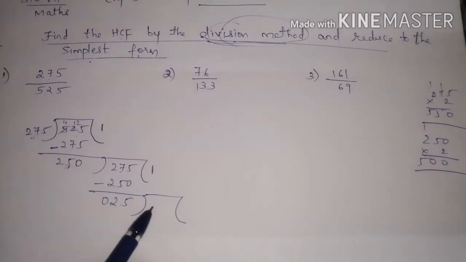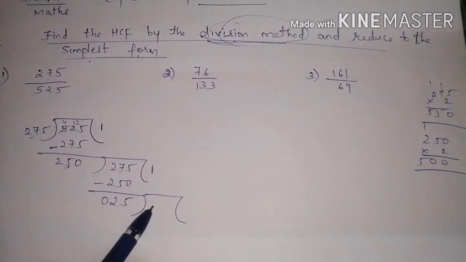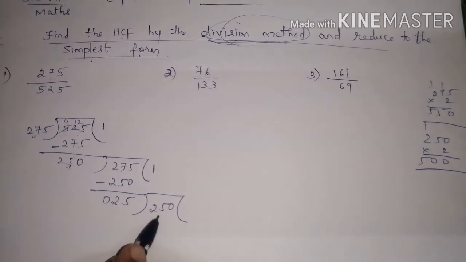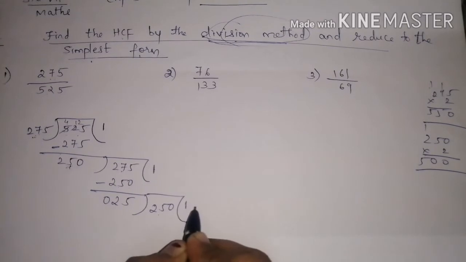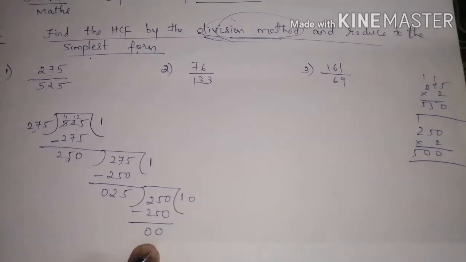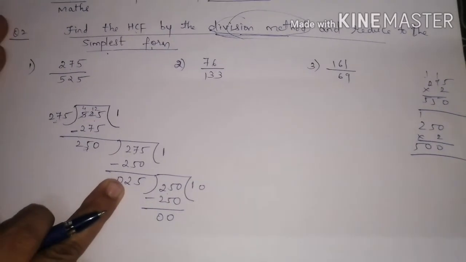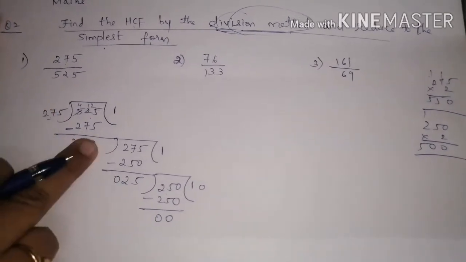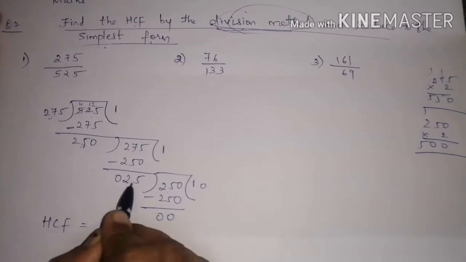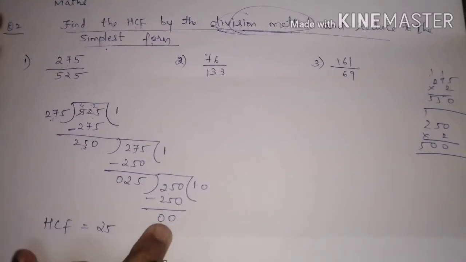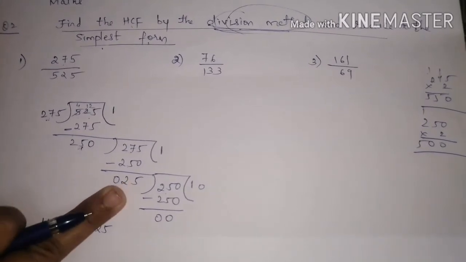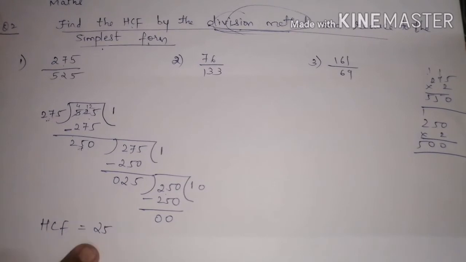Now this divisor you will take as your dividend. So here it will come 250. 25 tens is 250. So here you got the remainder as 0. So the last divisor is your HCF. Remember this. This is your last one. So HCF is what? 25. Because here your remainder is 0, the division stopped. So this one is your last divisor, and that will be your HCF.